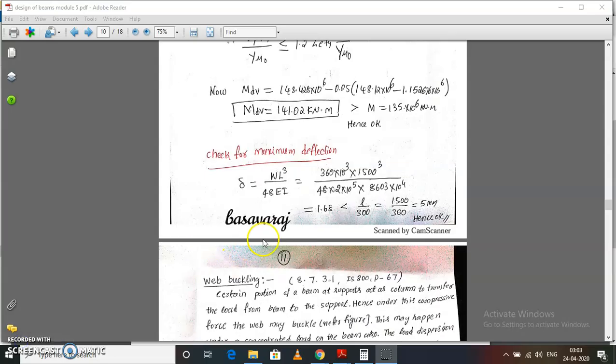The last step is calculation of deflection, which is less than the allowable limit, hence it is okay, the design is okay.